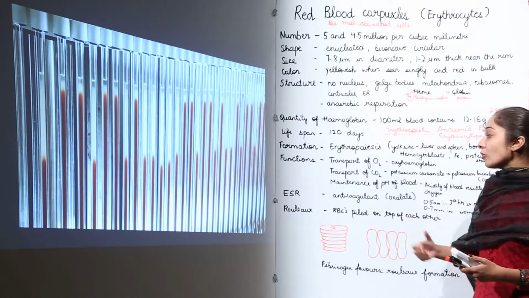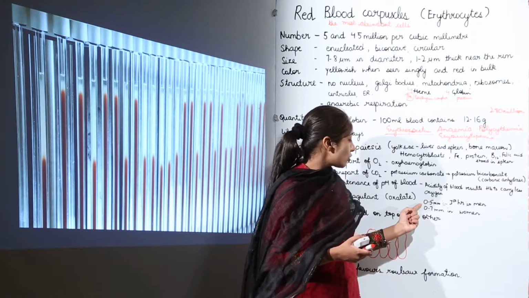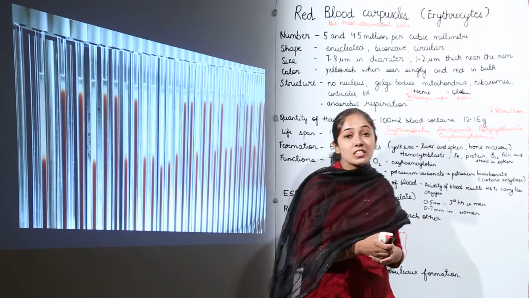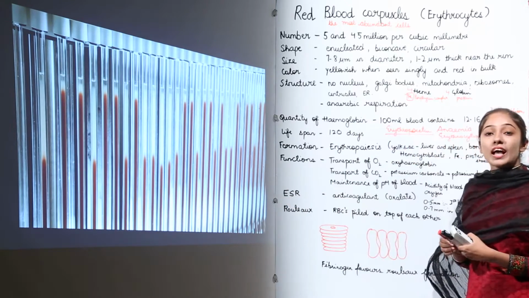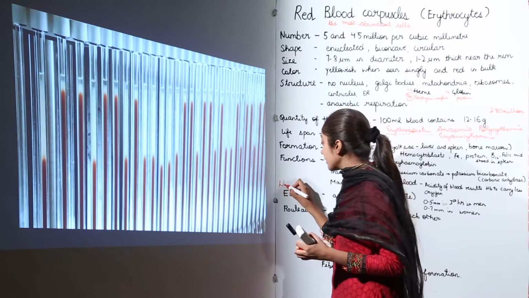So if you talk about the erythrocyte sedimentation rate, in the first hour in men it is 0 to 5 millimeter, and in women it is 0 to 7 millimeter. Now this method of measuring the erythrocyte sedimentation rate is also known as the Westergren method.